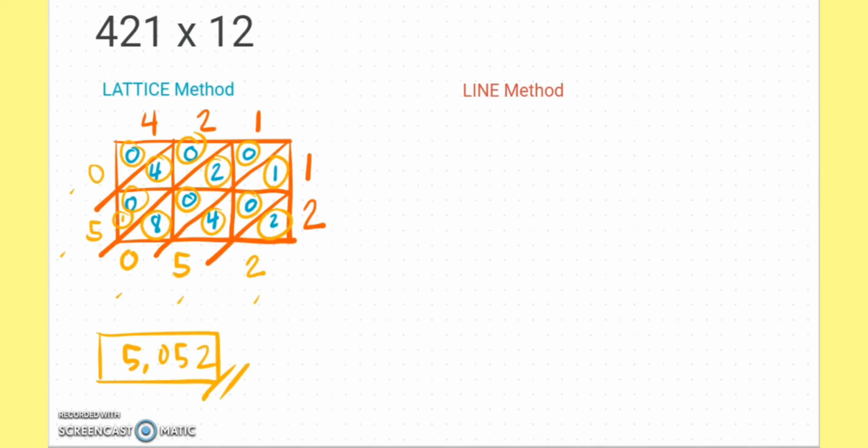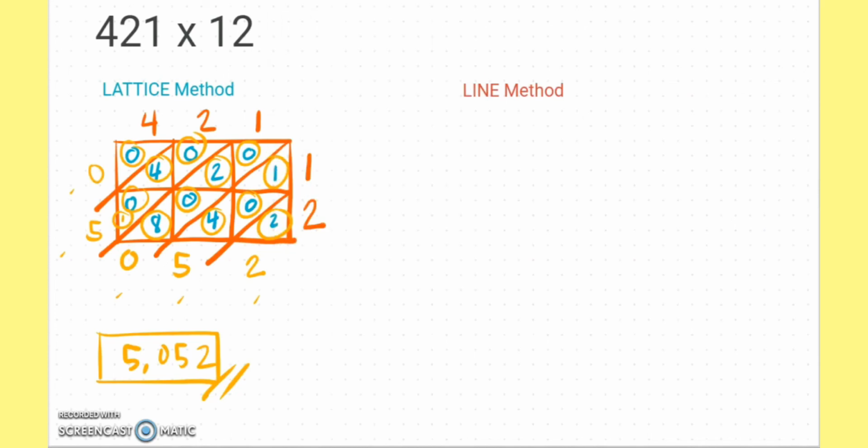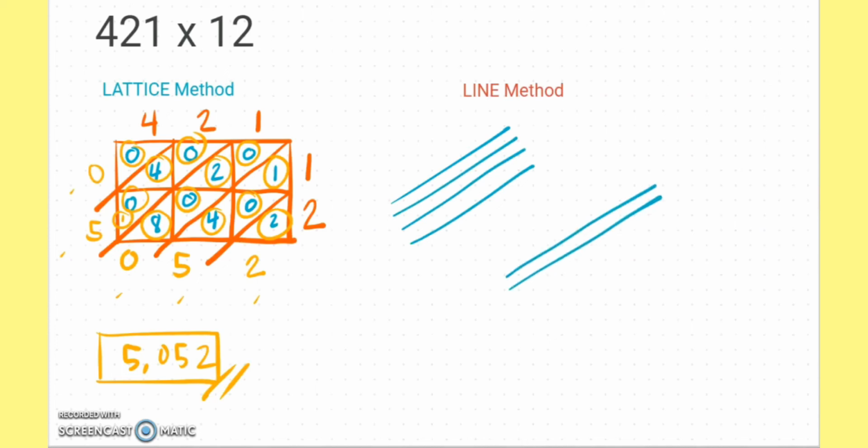Now let's have the line method. We have 4, 2, 1, 3 digits in the multiplicand. So for the multiplicand, we start from the top. We have 4 lines, 1, 2, 3, 4, and then 2. So we have 1, 2, and then 1 for our multiplicand. 4, 2, 1. And then for the multiplier 1, 2, we start from the bottom. Sorry, we have 1 and then the 2 here.